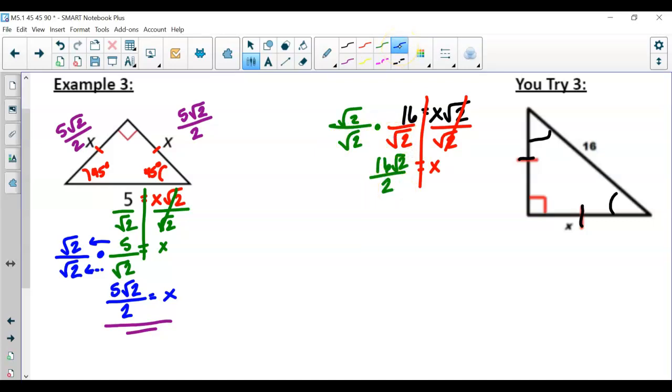Now, can we simplify? Yes. 16 divided by 2 is 8. So this is 8 radical 2. The two sides are 8 radical 2 with a hypotenuse of 16.